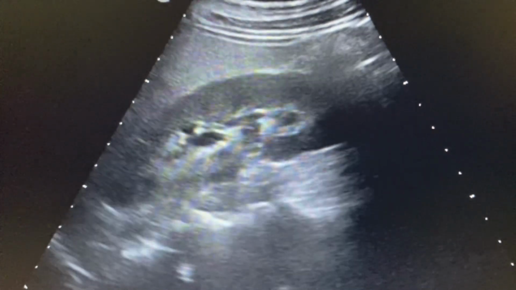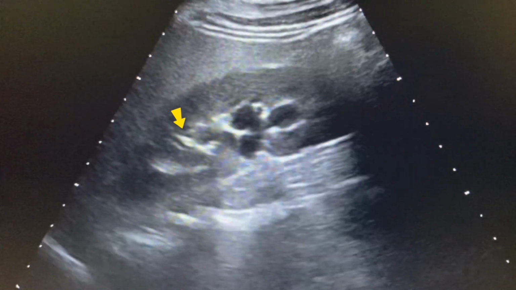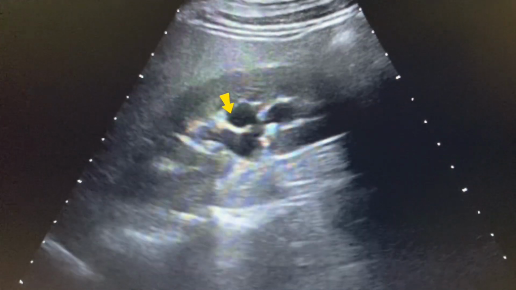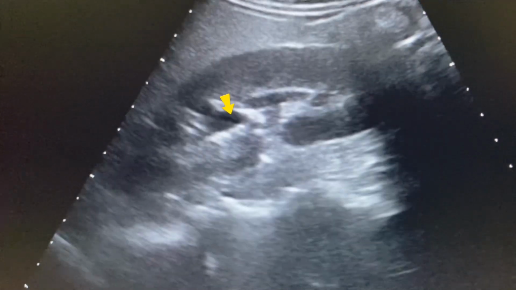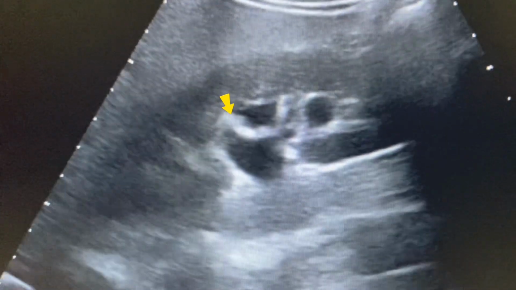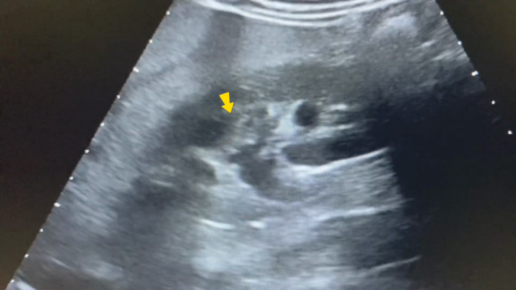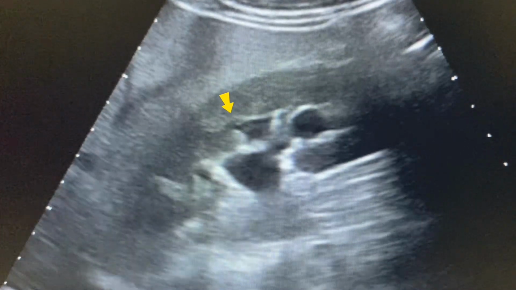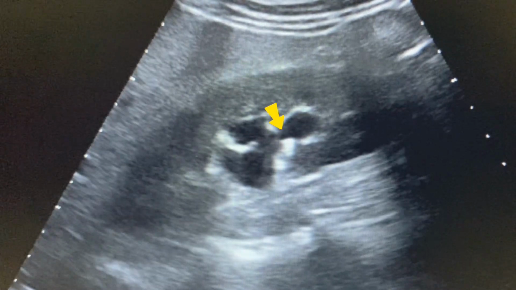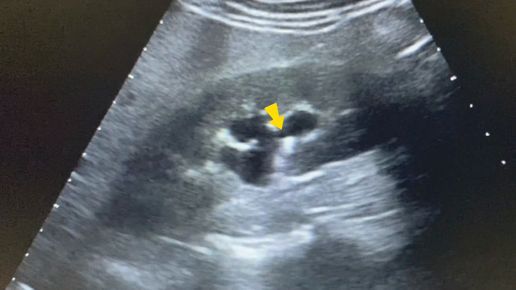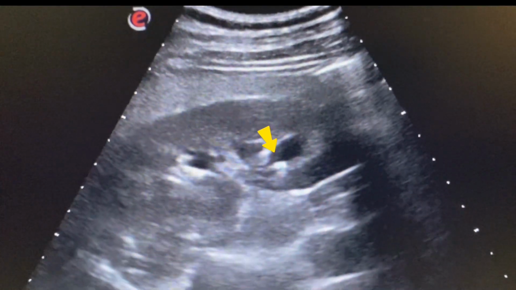The walls of calyces are echogenic and show thin lines which are normal and not inflamed. The pelvis is mildly dilated. Here we see an echogenic spot in the lower pole. It is mimicking a stone, but this is thickening of wall and no shadows present.